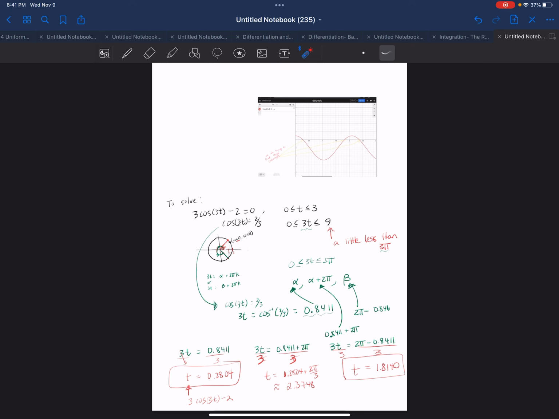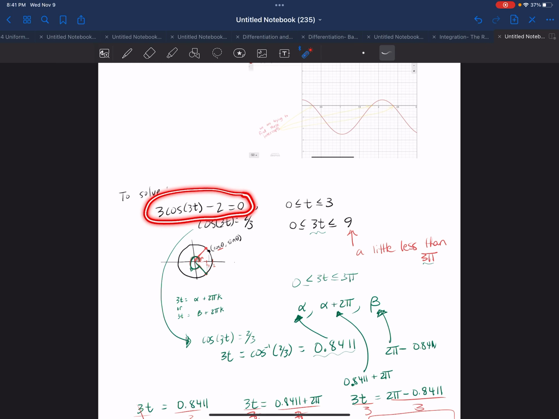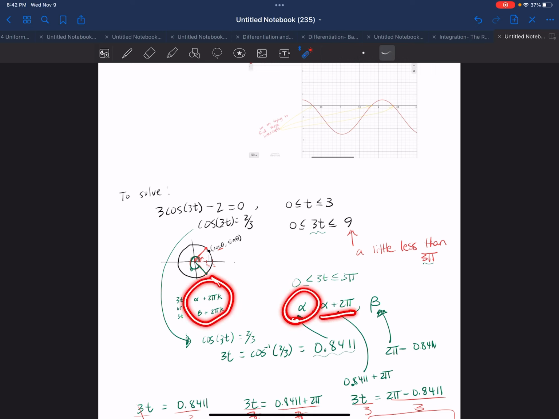Just as a summary, we're trying to solve this trigonometric equation for a certain domain. You can use the unit circle to tell you where the reference angles are. Then each of those plus 2 pi k is a possible solution to your equation. When you restrict your domain, that tells you which of all of these solutions to actually use. For us, we ended up only being able to use alpha, alpha plus 2 pi, and beta, okay?